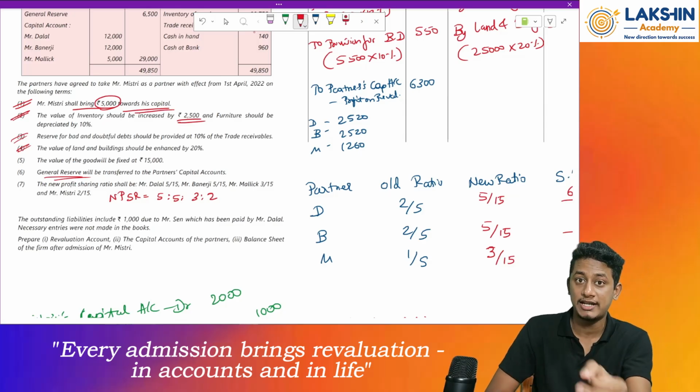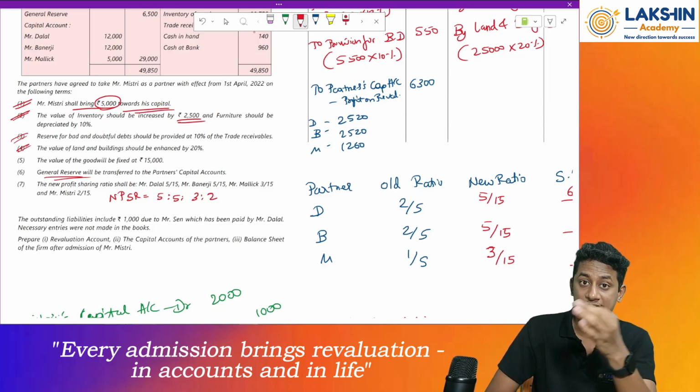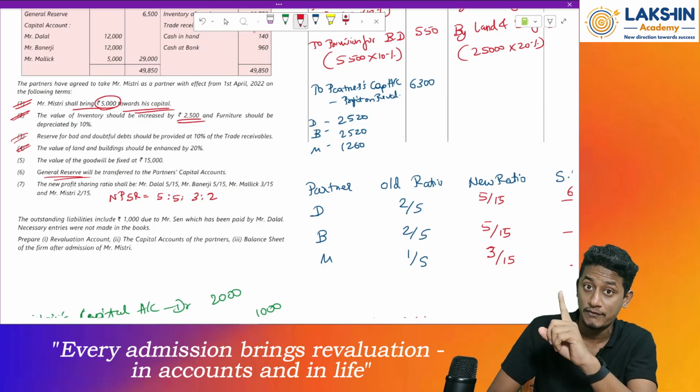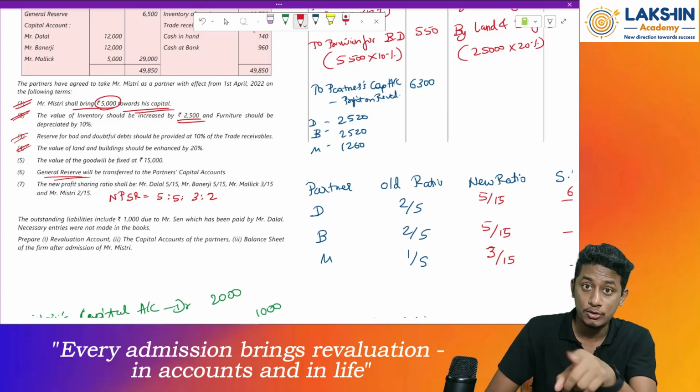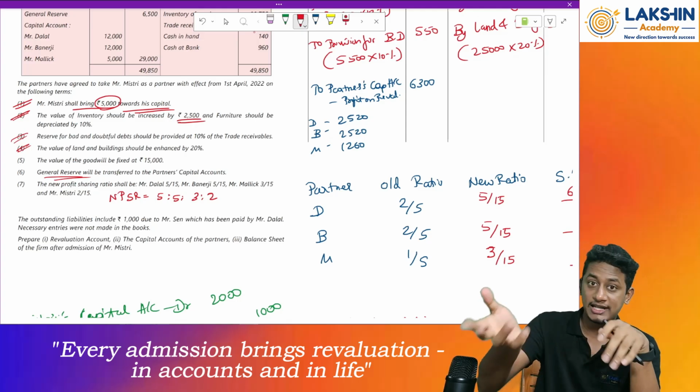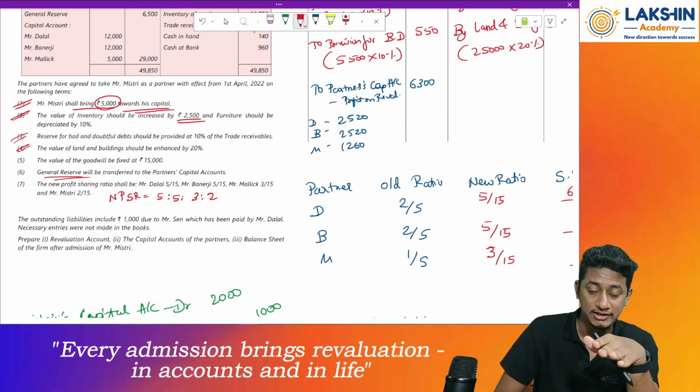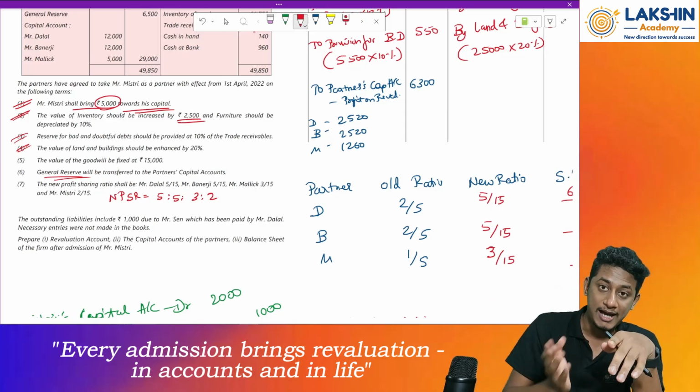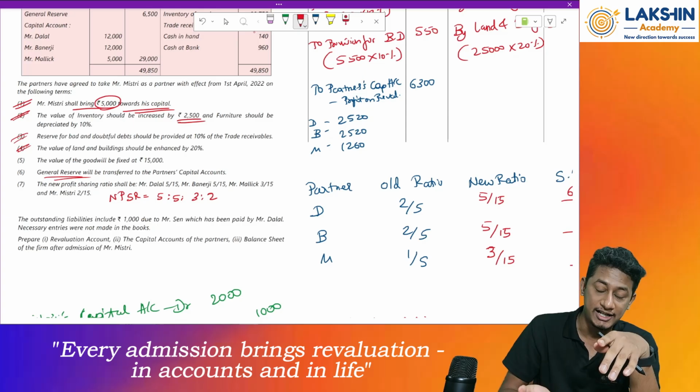So Mistry is bringing in capital. Whenever Mistry is bringing in capital, what is the journal entry? I have told you before. Remember, bank account debited to Mistry's capital account. Why is the entry passed? Bank account is debited because he is bringing in cash or bank, whatever it is. So the bank balance will increase. Whenever the bank balance increases, asset balance increases and it will be debited.